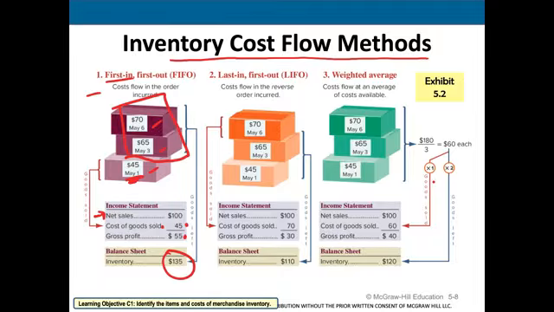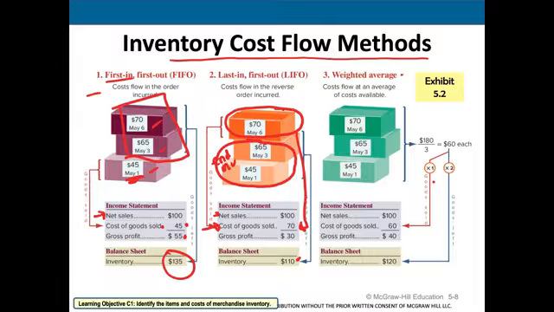LIFO, last in, first out, assumes the opposite. We sold one box for $100, but the amount that we allocate to cost of goods sold is going to be the very last purchase that we made. The most recent one is the first one out. So this was the last purchase that we brought into our warehouse, and it's the first one we sell. That gets allocated to cost of goods sold, and our ending inventory remains $110.